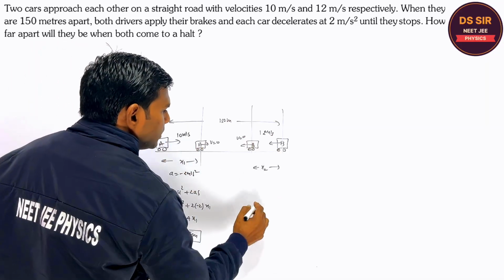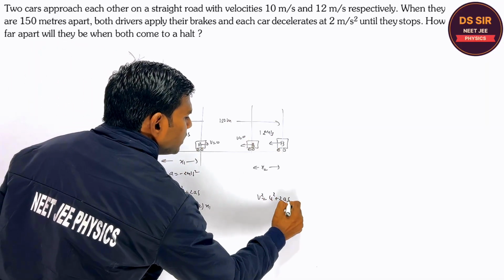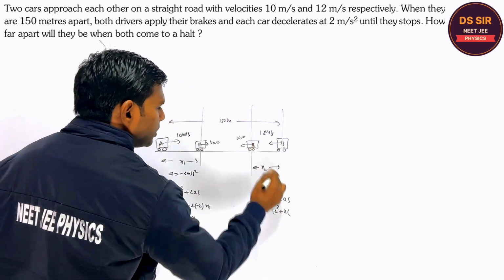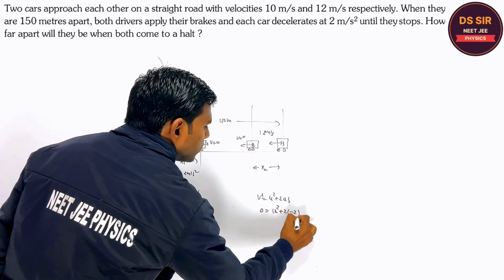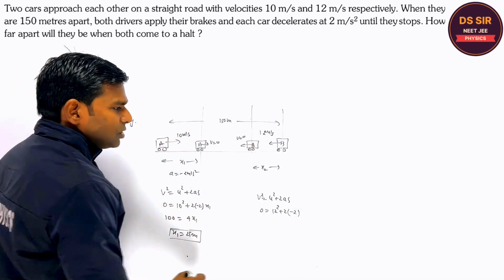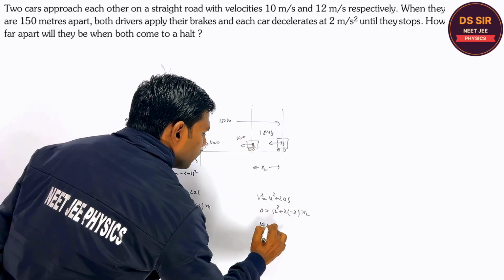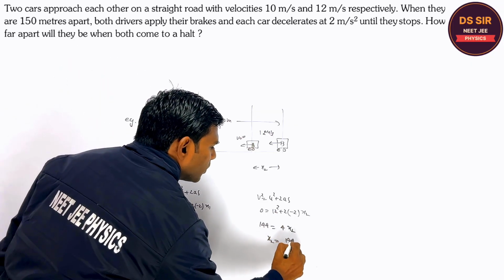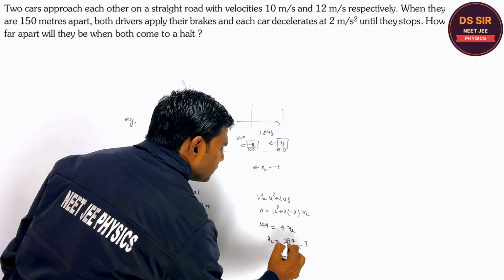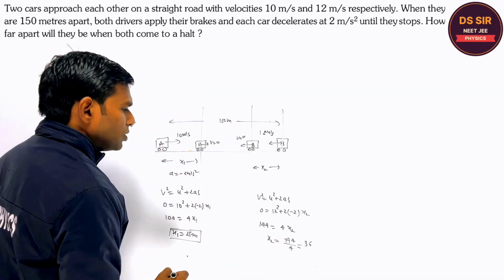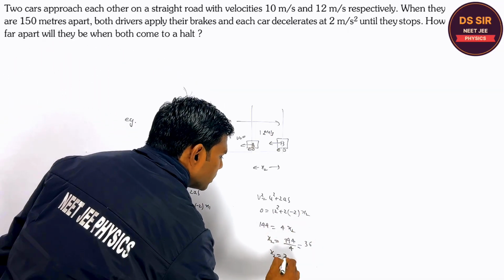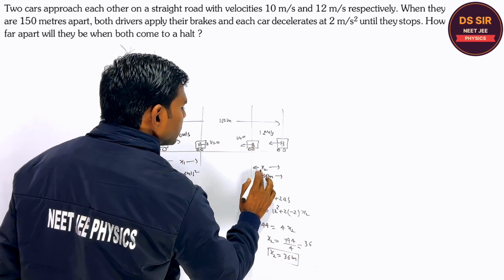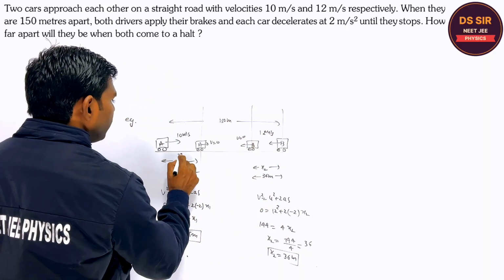And what about this? The v square is equal to u square plus 2as again. Final speed is 0. The initial is 12 square. The acceleration is minus 2 because the 2 meter per second square is the retardation. So this is the x2. This is 144 is equal to 4x2, right? This is the 12 square. So x2 is what? 144 upon 4. 4 12s are 48, 4 6s are 24. x2 is 36 meter. Are you getting? So this distance is 36 meter. This distance is 25 meter.